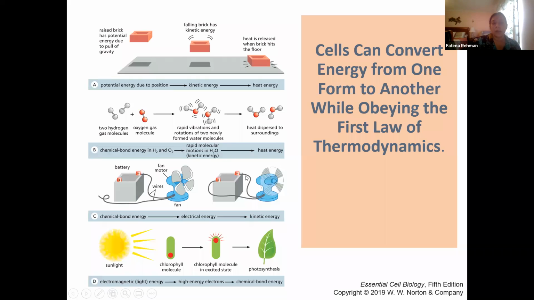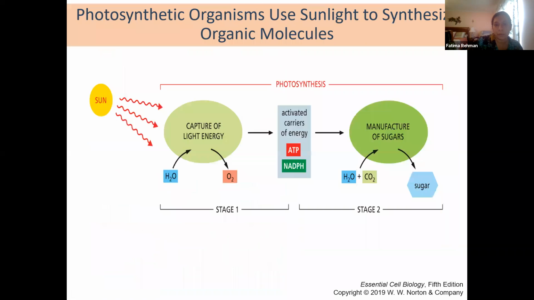The one that we use in our body the most is this type of energy conversion that is shown in B, where you have chemical bond energy, and as those chemical bonds are broken, that energy is released in the form of heat that is then dispersed in the surroundings to maintain our metabolism. And the second one is for plants specifically, the electromagnetic light energy that is converted into chemical bond energy as you use it to build the bonds to make glucose so that you can use it for food.